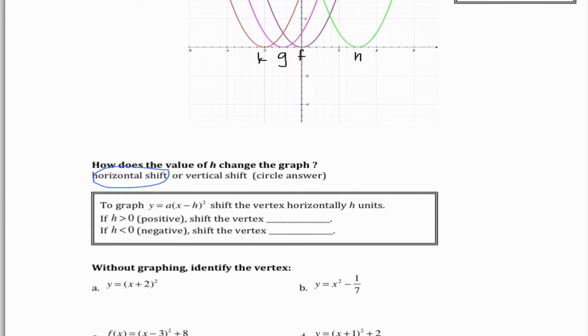But if we look closely at these, when h was positive, like in k and in function g, we notice that we moved the vertex to the left. When h was negative, we moved the vertex to the right. So what I want to do with this, if we look at A, B, C, and D, we are going to identify what the vertex is without actually graphing.